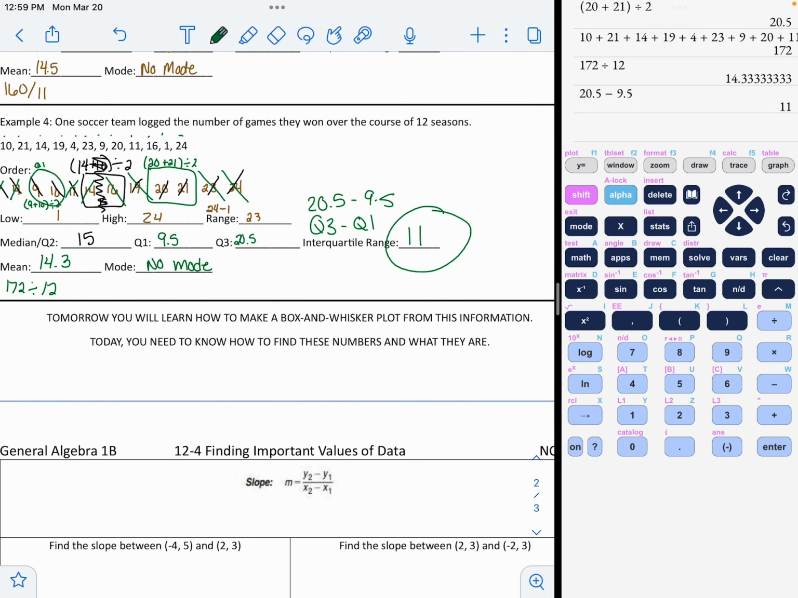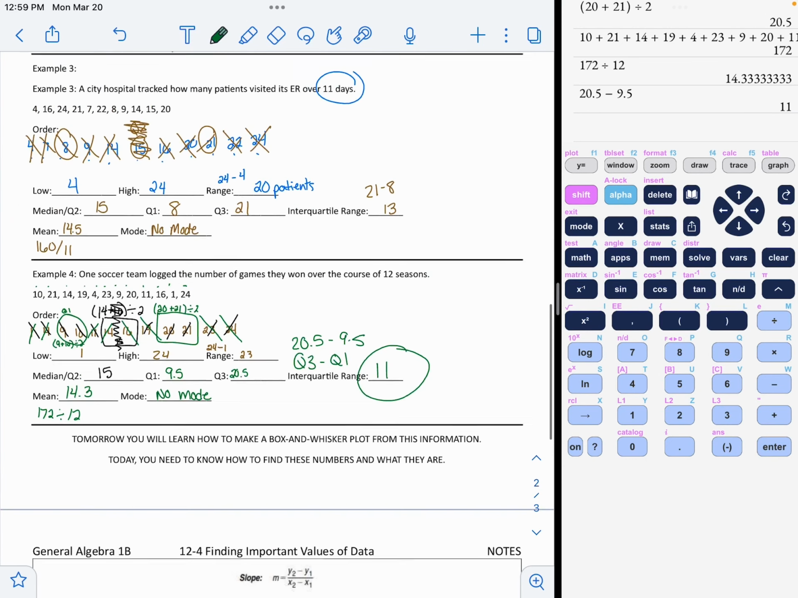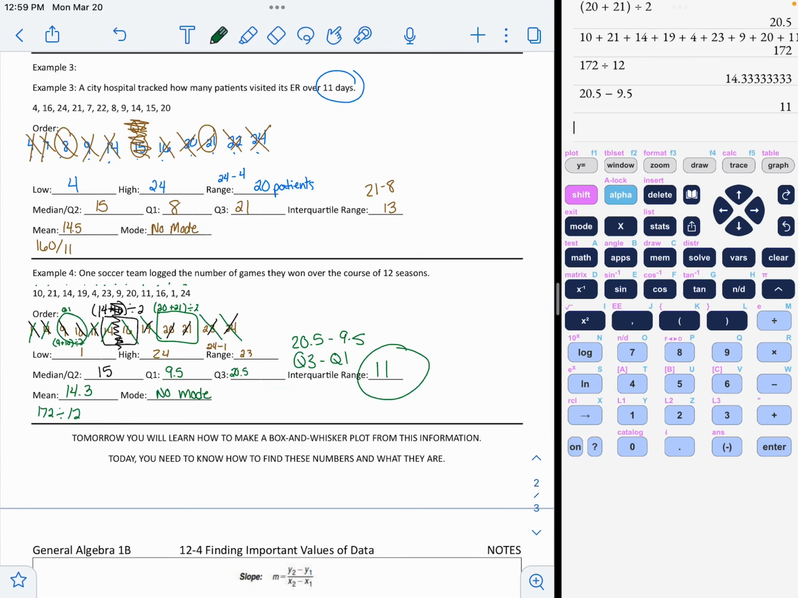So your goal today was to be able to find those values. Tomorrow, I'm going to teach you what those values mean. What do we do with them? So today is just the skeleton, the framework, and then tomorrow we'll use it. But again, our lesson wouldn't be complete if we didn't have some type of review.